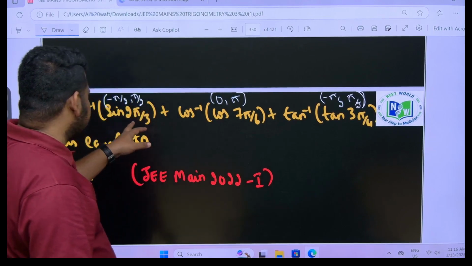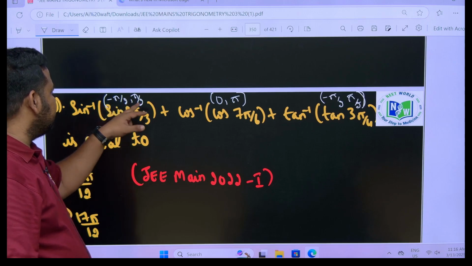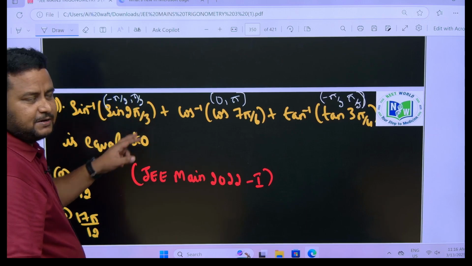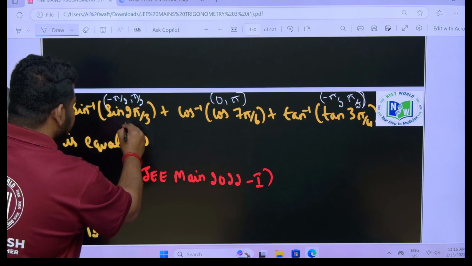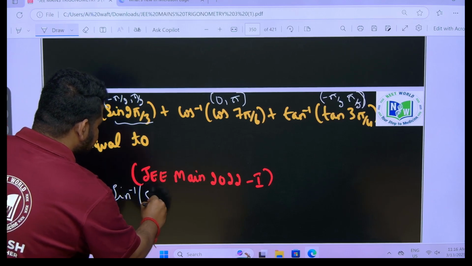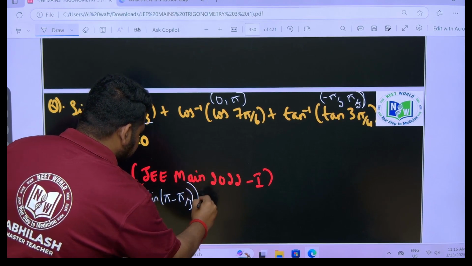Here we are having 2 pi by 3. 2 pi by 3 means 120, but I want it within pi by 2 and minus pi by 2. So this will become sin of pi minus pi by 3. So this will become sin inverse of sin of pi minus pi by 3. Okay, got it?